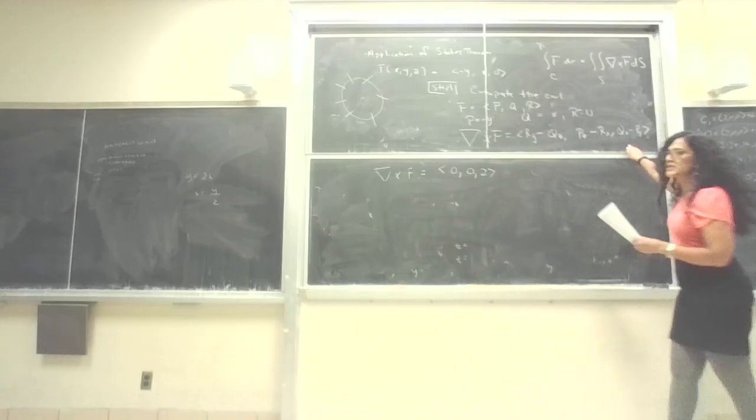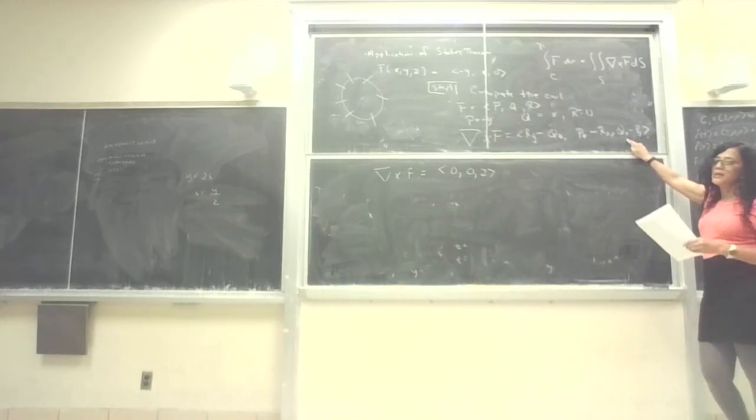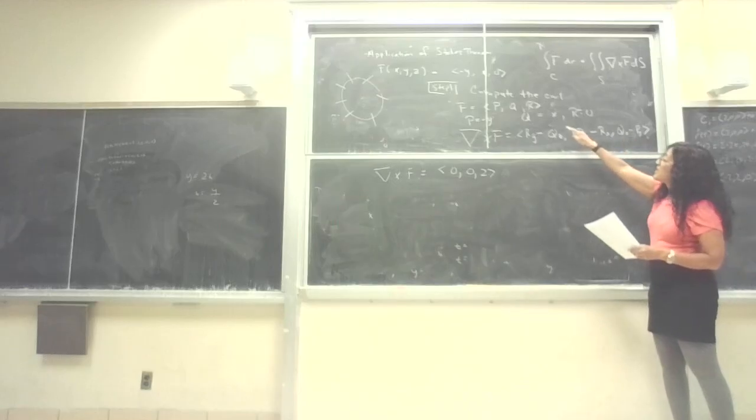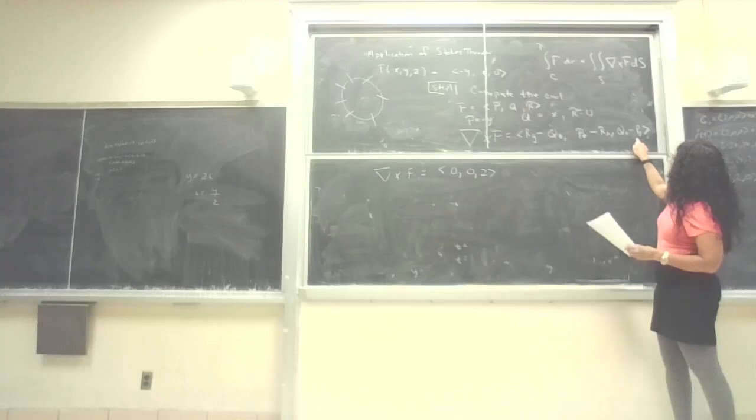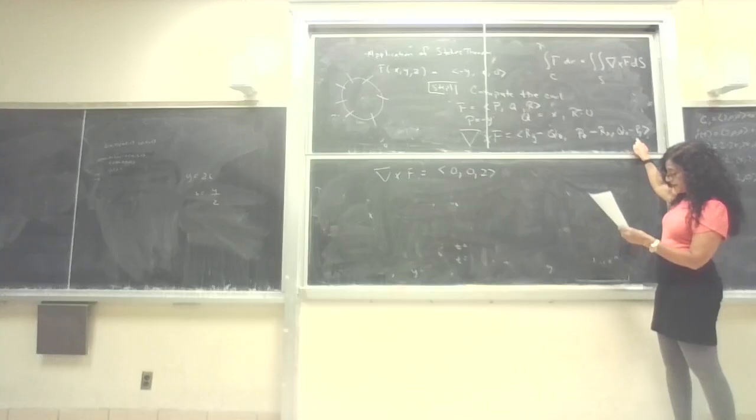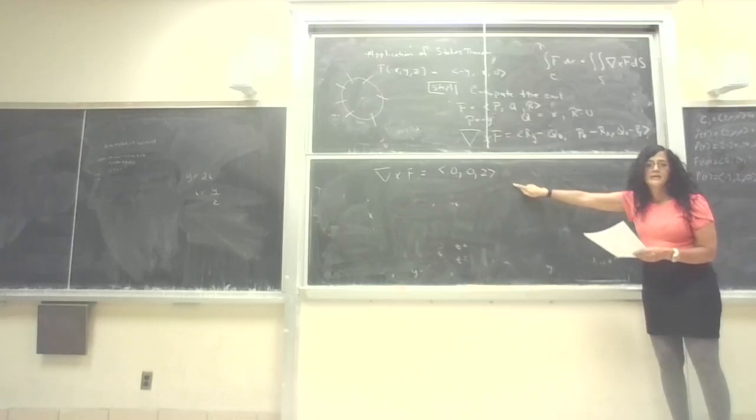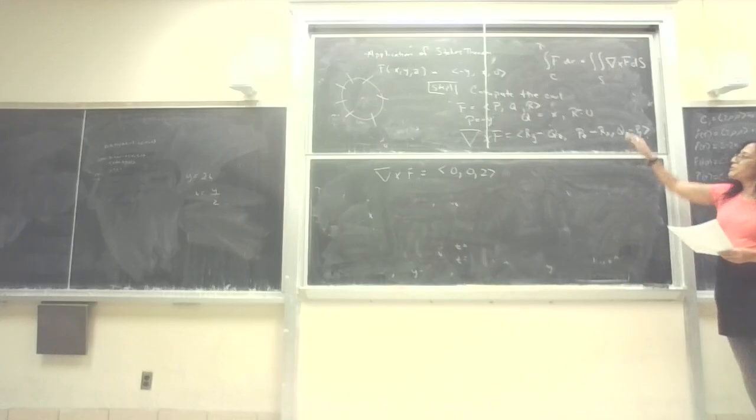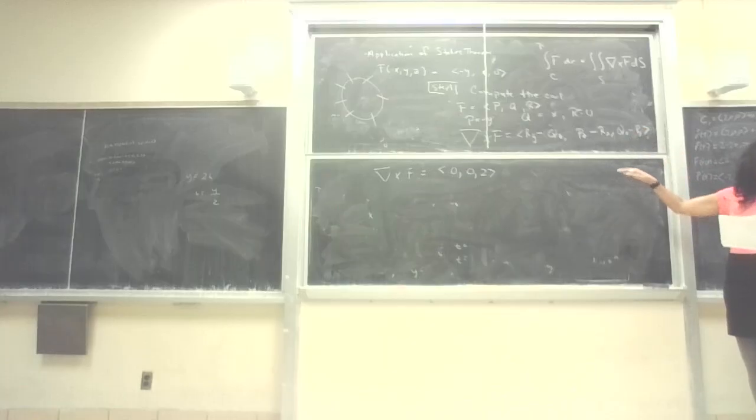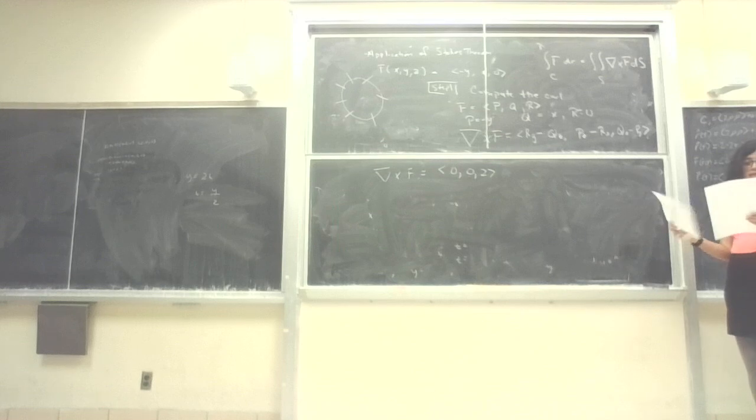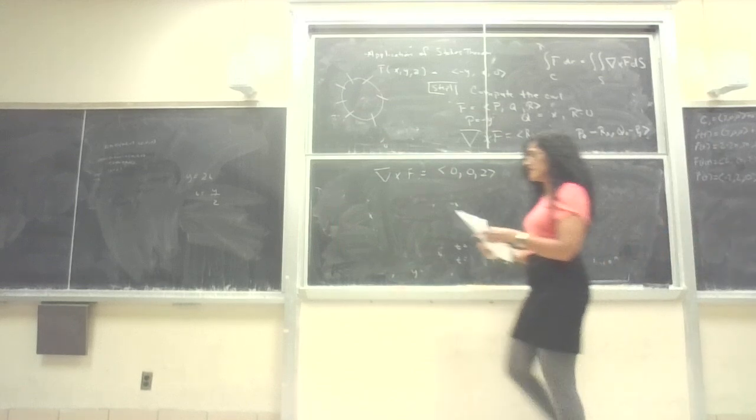Let's double check this one, just so you can see. What's the derivative of Q with respect to X? 1. What's the derivative of P with respect to Y? Negative 1. 1 minus the minus 1 is 2. So you see where those are coming from. I'm just plugging and chugging. I assume everybody in here can take partial derivatives at this point. And then step 2 is to choose a surface.